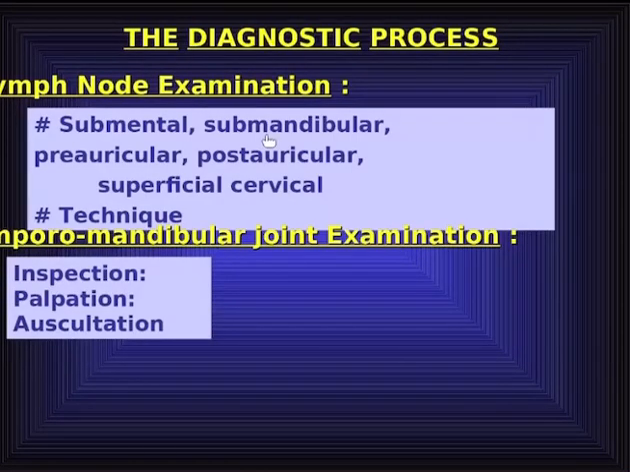Submental, submandibular, preauricular, postauricular, superficial cervical. So these are the different types of lymph nodes which are there in the head and neck region, but most commonly you will be checking for submental and submandibular, and this we will show you during the clinical examination demonstration when you attend the clinical sections.